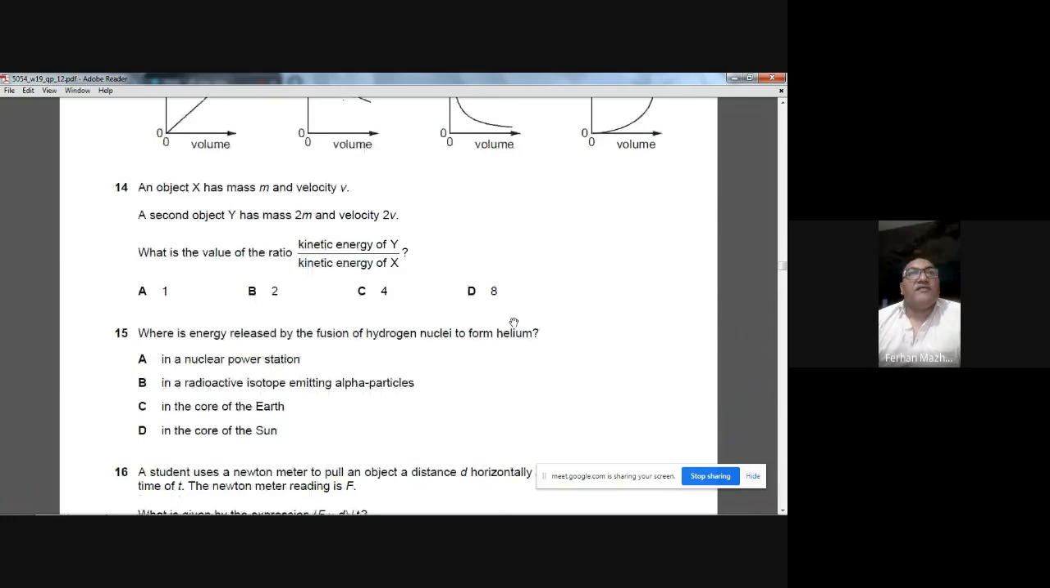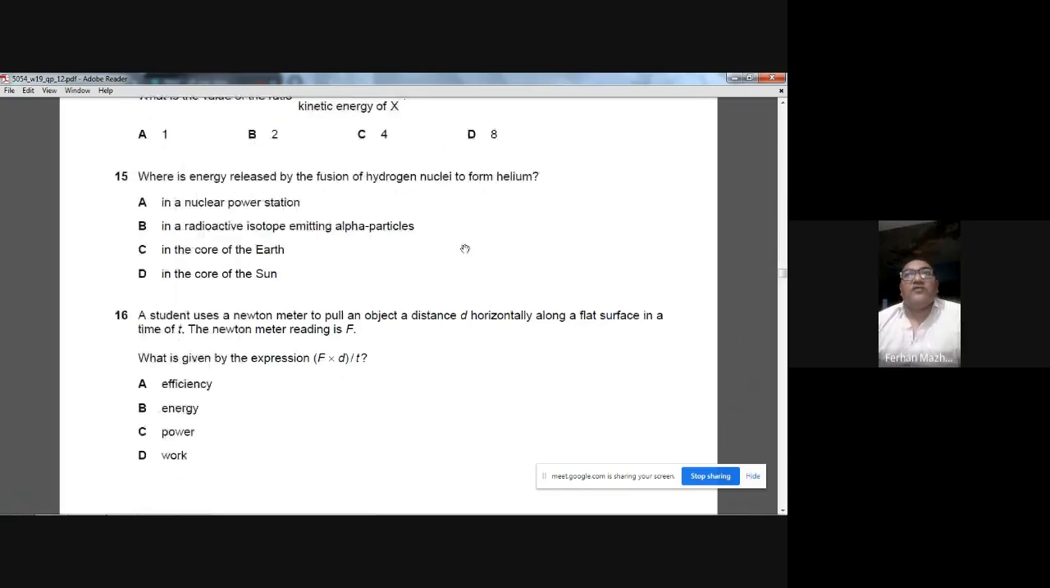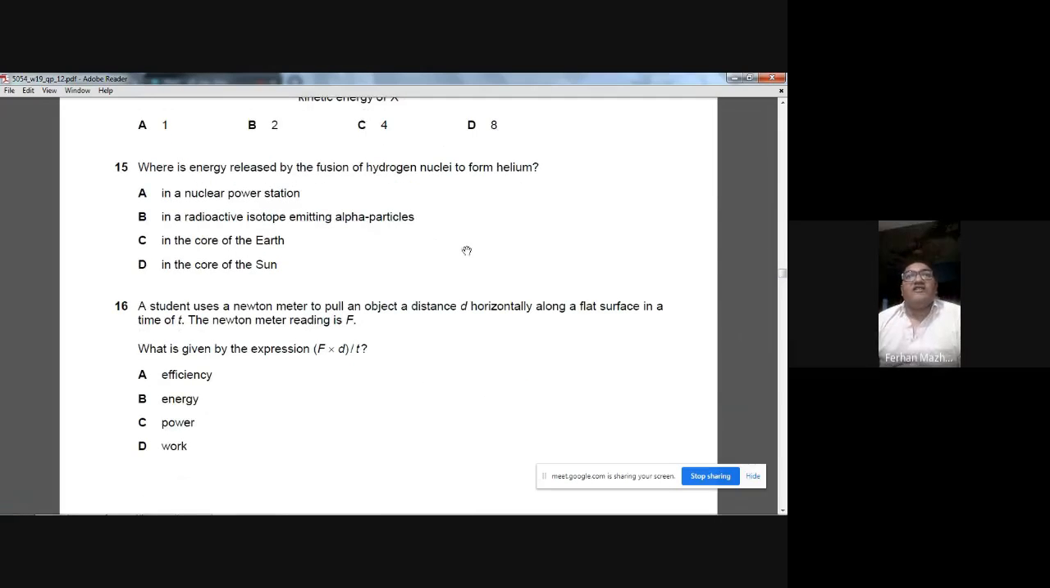Question number 15, where is the energy released by a fusion of hydrogen nuclei to form helium? It's called fusion reaction. This is happening on the sun and it's happening on stars. So the answer is D, in the core of the sun. Question number 15, D is the answer.